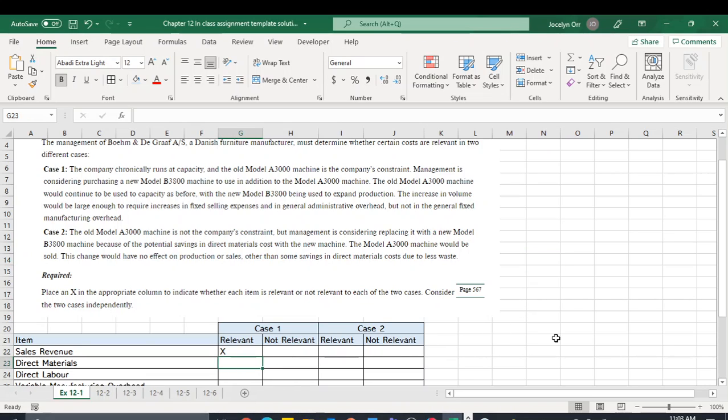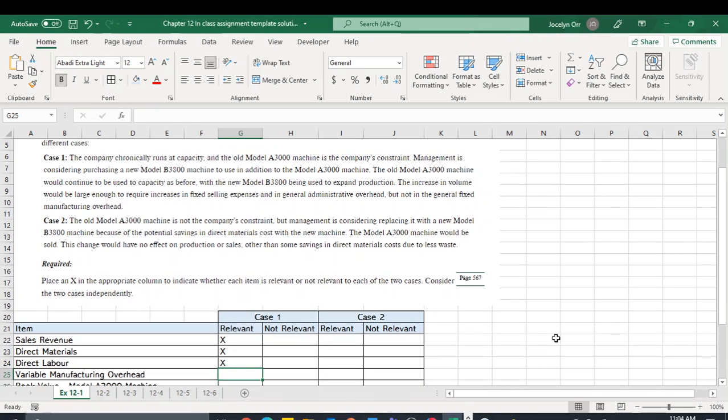The second is direct materials. If we purchase this machine and we expand production, we're going to have an increase in volume that is going to increase the need for direct materials. Since that cost varies between the two alternatives, it is going to be relevant to the decision. Direct labor is the same thing. We're going to need more labor to use this new machine in that expanded production.